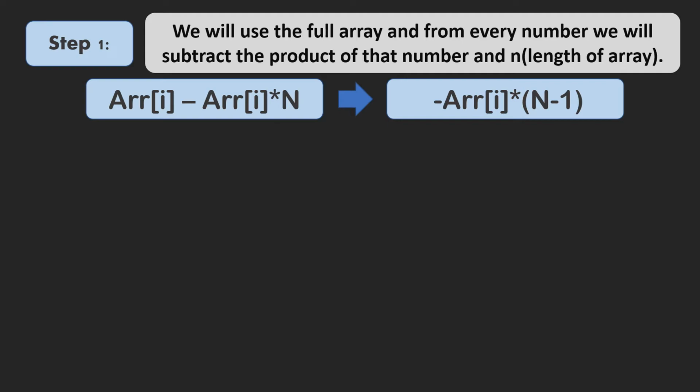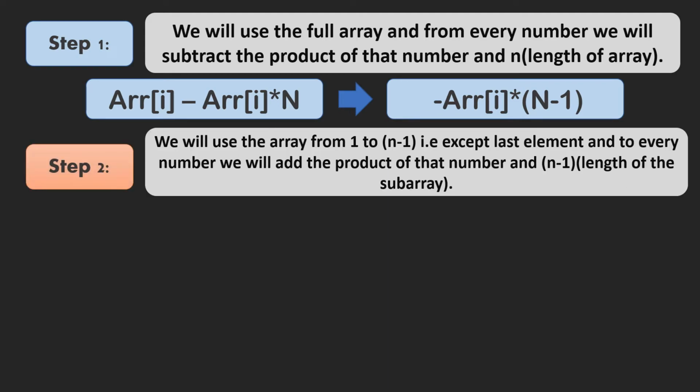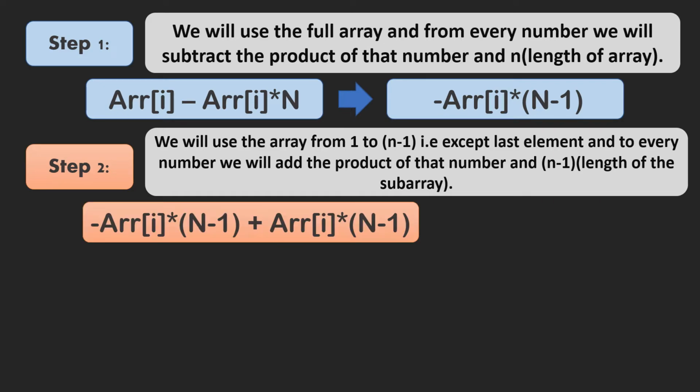Now we move to step 2. In this we use the subarray from the first to the second last element. We don't include the last element, so the length will be n minus 1. Now we loop through this subarray and add the product of the element and n minus 1 to each element. Notice that each element will become 0, and that's what we want. Take a second and understand it.